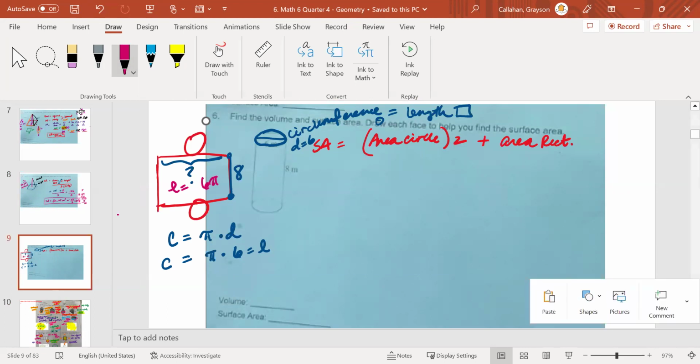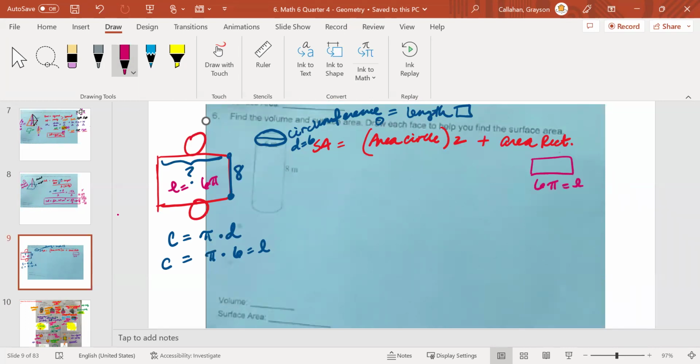So then to find the area of the rectangle, let's look at that. Here's your rectangle. The length is 6 pi. That's a length, right? Your width is 8. So it's just 6 pi times 8, which is going to be 48 pi. That's your answer right there, okay?